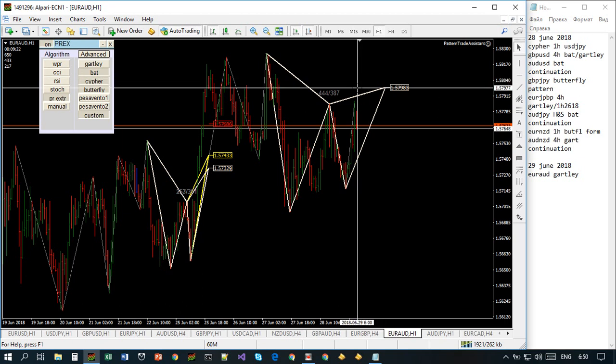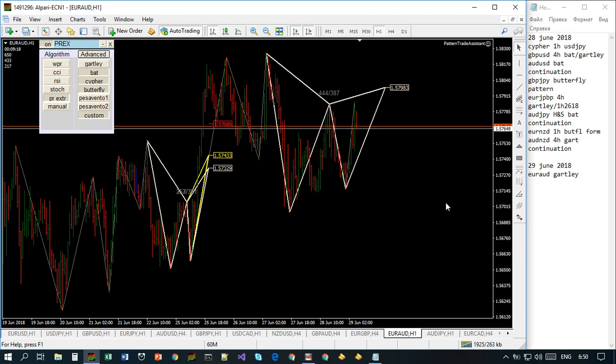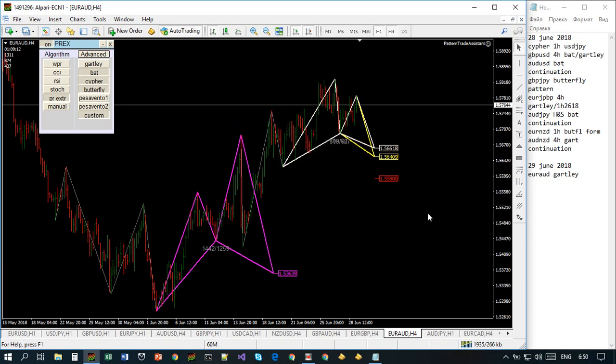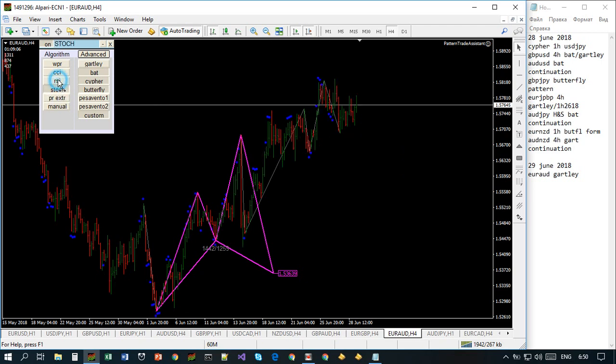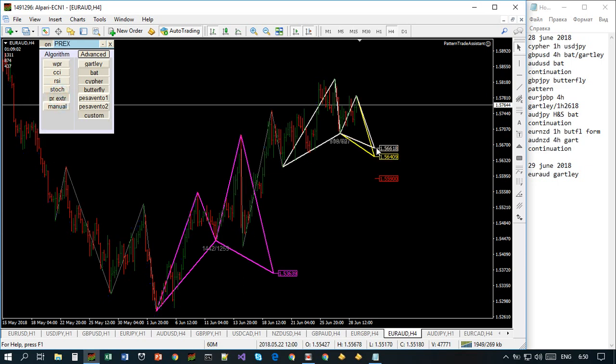Okay, my completion is 57.93. Pretty obvious Gartley pattern. 4 hour. If you trade 4 hour, let's go and see. We need this to move lower. Not an obvious pattern. Only one algorithm says we have a pattern here.